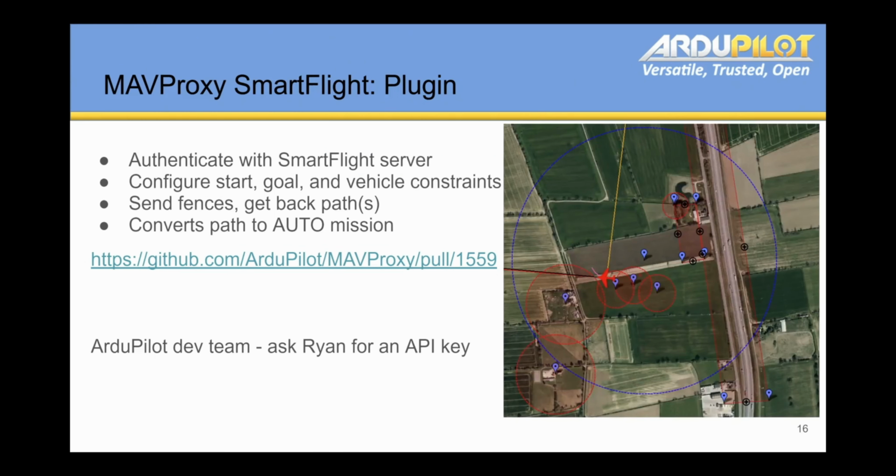To start, the easiest path forward for me to get this working with ArduPilot was with MAVProxy. I wrote a module that authenticates with their server based on a bearer token. You can configure the start and the goal and the vehicle constraints. We can send fences, and then you get back a path. And then we convert that to waypoints for an auto mission. There's the pull request. And if you want to try this out, you just need an API key, which I can help you get one.